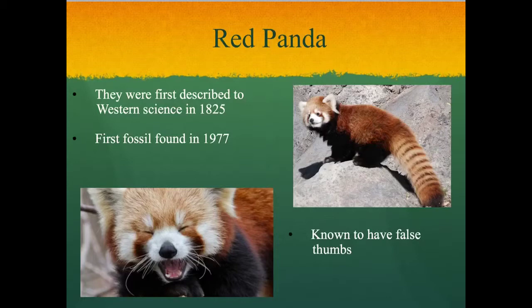Our second animal is the red panda. Red pandas were described to Western science in 1825. The first fossil, which was a tooth, was found in 1977 in North America and is similar to the European specimen, which indicates it immigrated from Asia. One of its special features is having a false thumb, which is an extension of the wrist bone used for climbing.